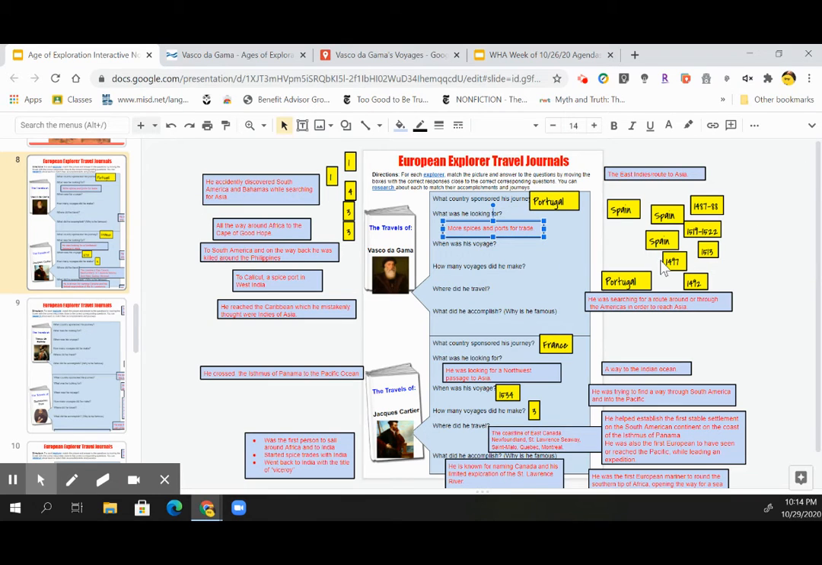When was his voyage? It said started 1497. So we pull over the 1497. Oops. See, sometimes it didn't work, so we just undo. And then pull over 1497. Get it straightened out. How many voyages did he make? So we'll pull over one of the threes.